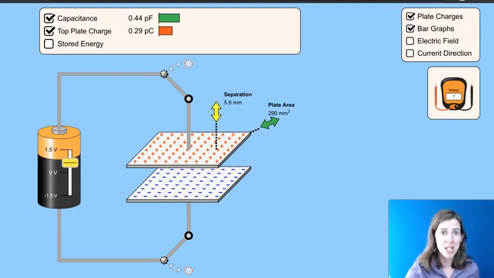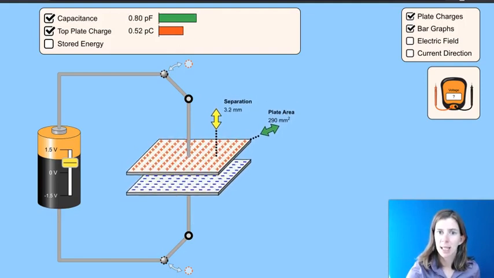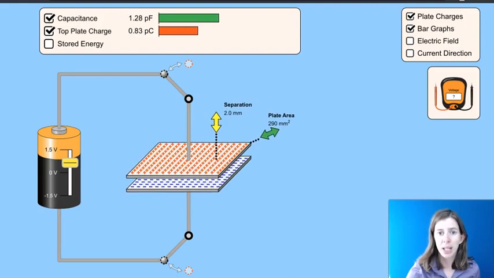What also changes the capacitance besides the plate area is the separation between the plates. What do you think is going to happen as I decrease the separation between the plates? Do you think the capacitance will increase or decrease? Let's take a look. If I decrease the separation, the capacitance is increasing. So once again, when I decrease the separation, they're storing more charge for that given voltage. I haven't changed the voltage. For that given voltage, they're storing more charge, so they have a higher capacitance. So hopefully that made sense.